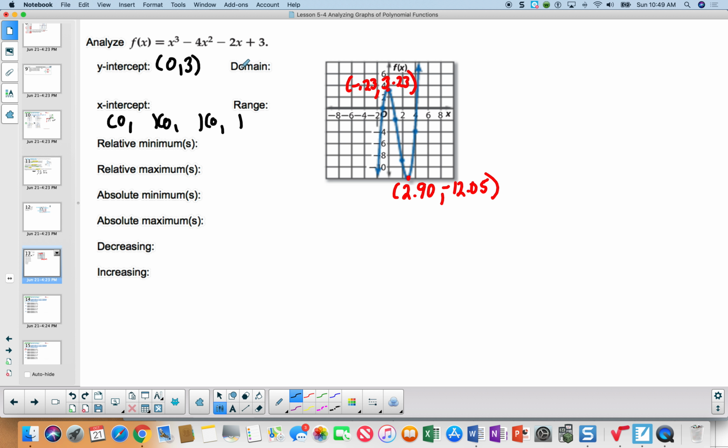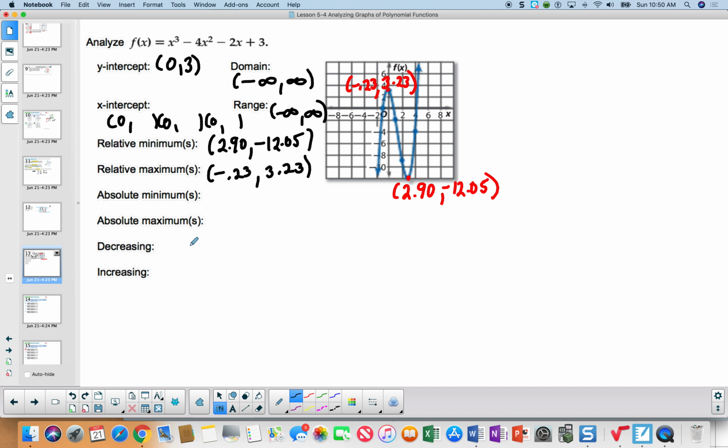All right, the domain will be all real numbers, similar to the parabola, and the range will be what are the y values. We have very small values and very large, so it will also be all real numbers. Okay, relative minimum, I use a calculator to find that one, and that's going to be 2.90, negative 12.05. Relative maximum, I use a calculator to find that one. There are no absolute max or mins because these y values get larger or these y values get smaller.